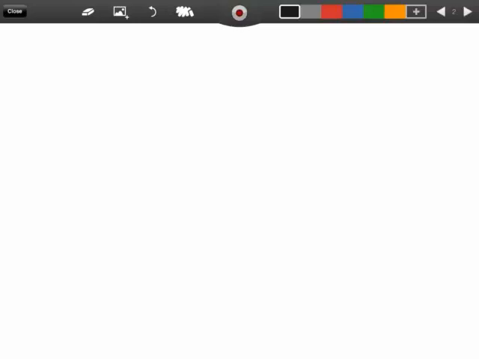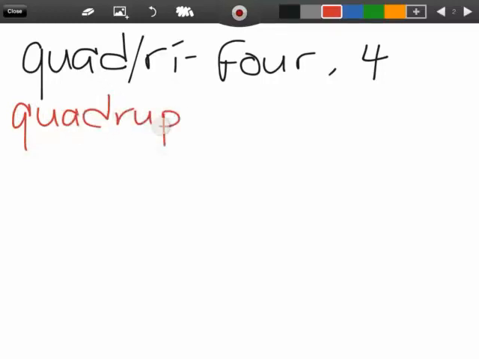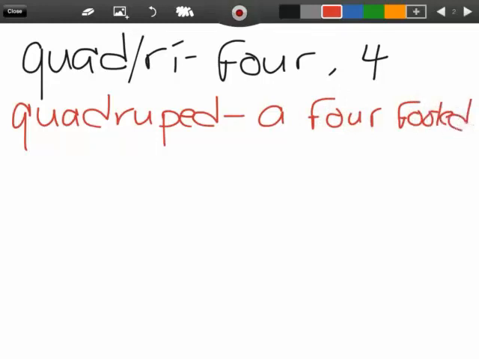Our first root of the letter Q is quad, or quadri, and quad or quadri means four, as in the number 4. I'm going to go ahead and give you an example. Quadruped, meaning a 4-footed animal.